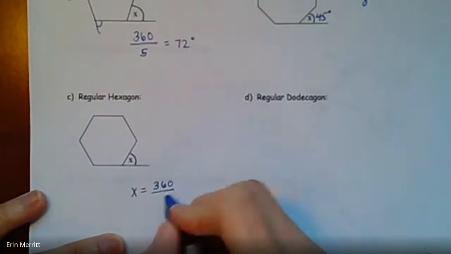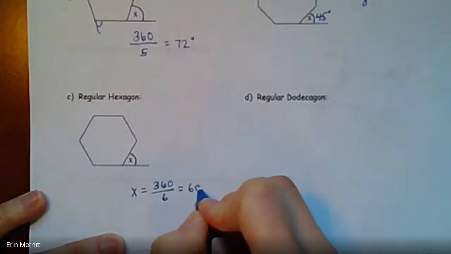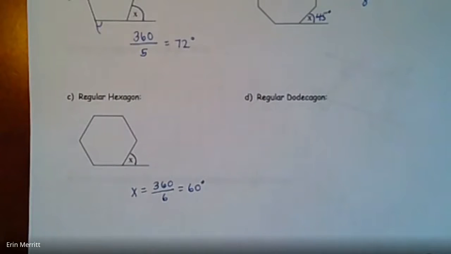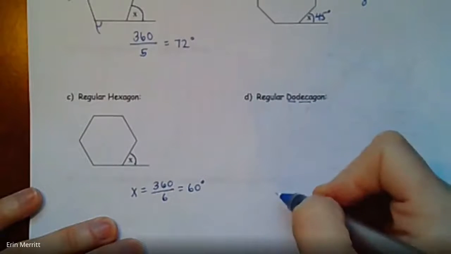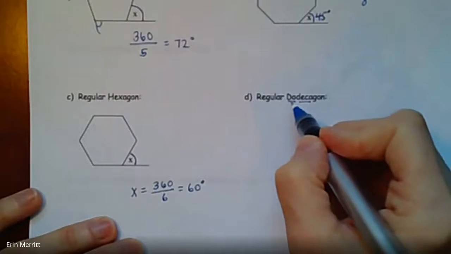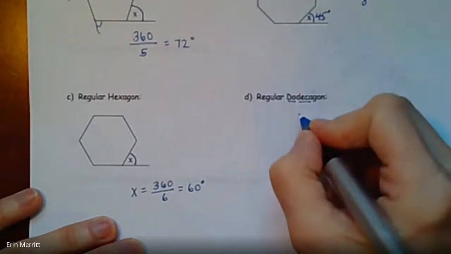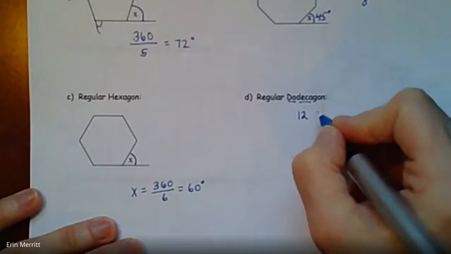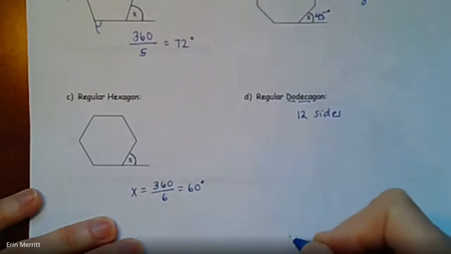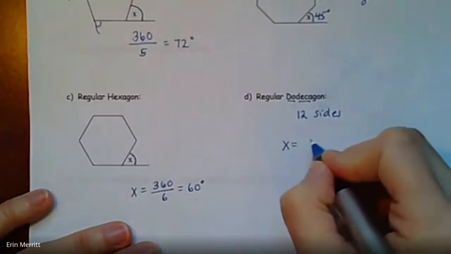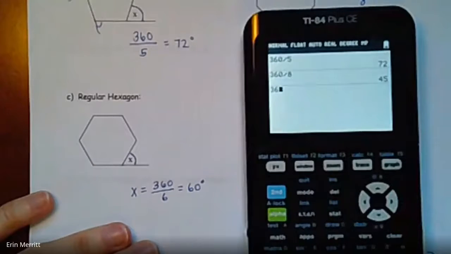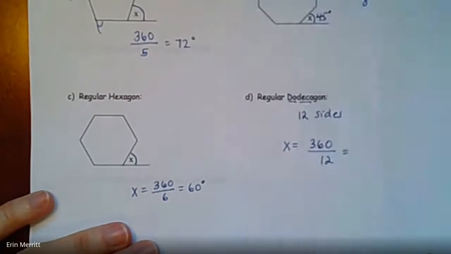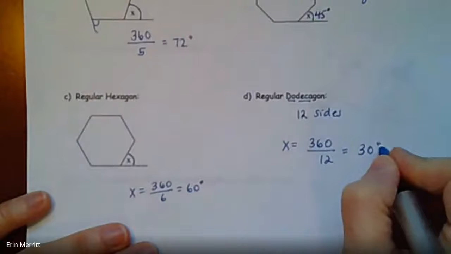All right, I'm hoping that you came out with 60 degrees for that one. And then last one, I didn't have a diagram to match it, but a dodecagon. So think decagon is 10. The do is another 2 on there. So that's a 12-sided figure. So if there's 12 sides, there's 12 exterior angles. So 360 divided by 12. Oops. There we go. That would be 30 degrees.